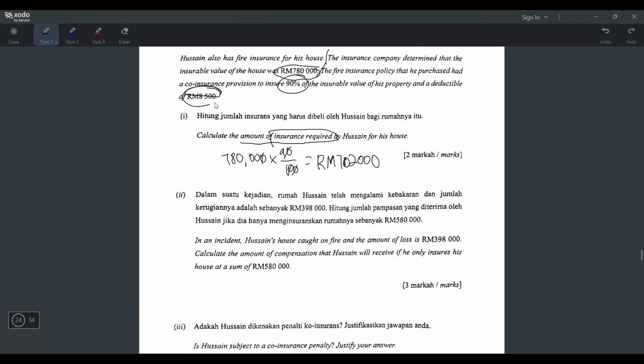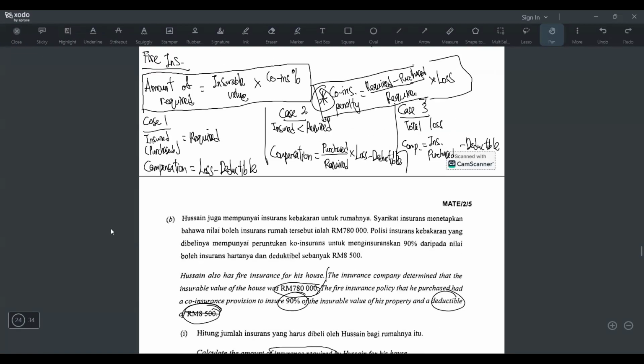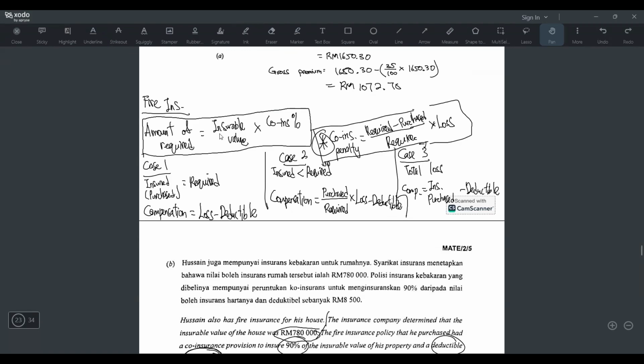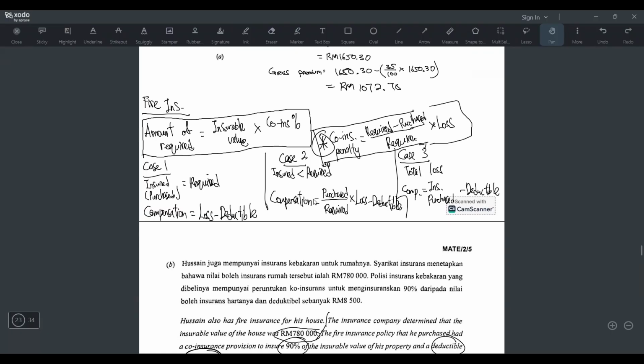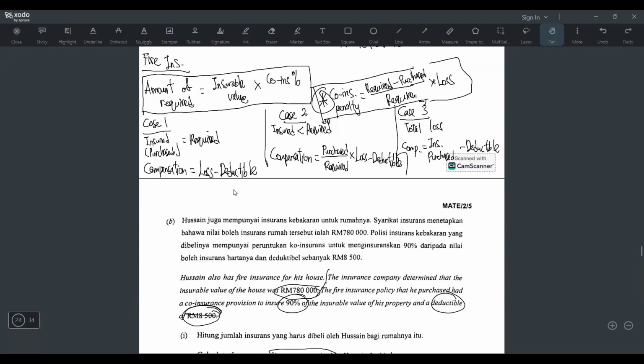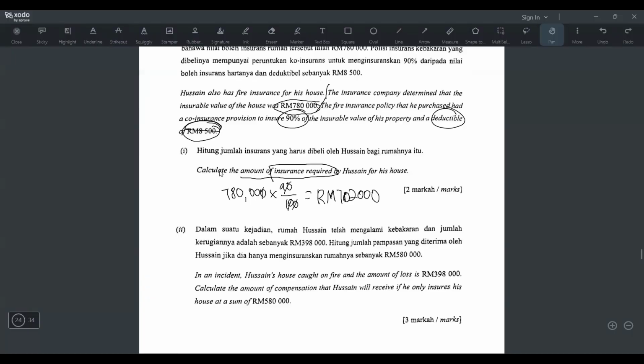Then what about the 8,500? That one, don't use it. That one is the deductible. We don't use it first. The deductible we will only look at when we find compensation. When we find compensation, only then do we use the deductible. I showed you in my notes already. Okay, now let's do question 2.